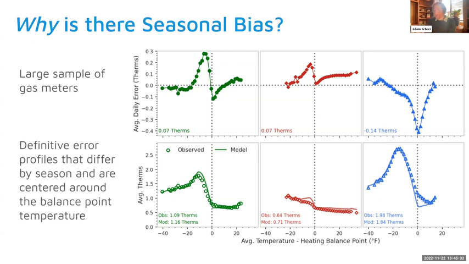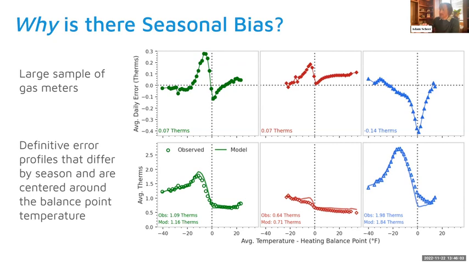If I were just using temperature on the x-axis, well, some people have a heating balance point of 40. Some people have a heating balance point of 55. Some people have a heating balance point of 75. It changes for everybody. So if I'm looking just at temperature and I'm looking at bias as a function of temperature, then I'm mixing all of these different customers together in a way that doesn't actually highlight the problem.